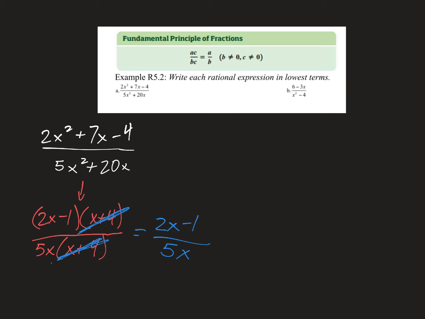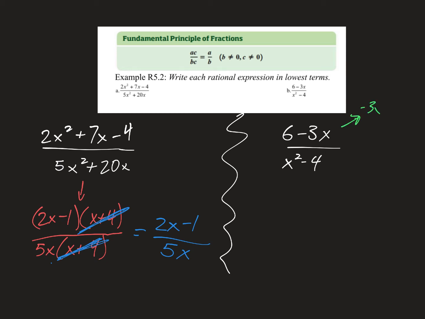Okay, so we would use a similar approach with example B. We would take our 6 minus 3x over x squared minus 4, and we would factor it. This one's kind of interesting. On the numerator, you can see that the x term is negative and it's been placed second instead of first. If it helps, you can think about this as negative 3x plus 6. When I factor this, I'm going to take out negative 3, and so I'm going to have negative 3 times x minus 2. That would give me the same result.